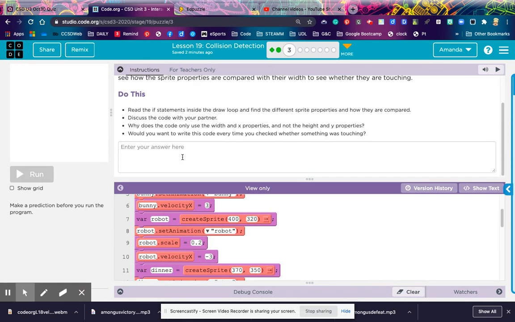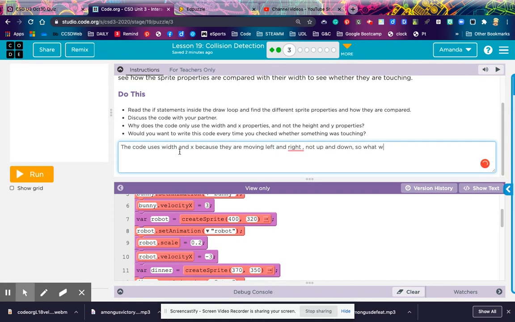Okay. So, why does the code only use the width and x parameters and not the height and y parameters? Well, I think the code uses width and x because they are moving left and right, not up and down. So what will touch is the width and x values. That's my guess.